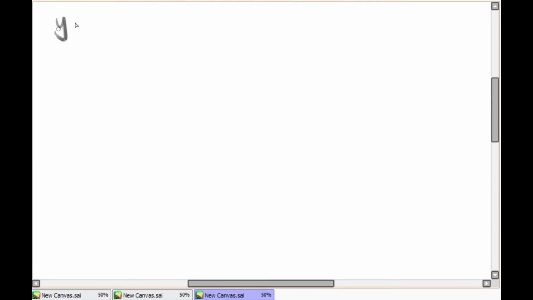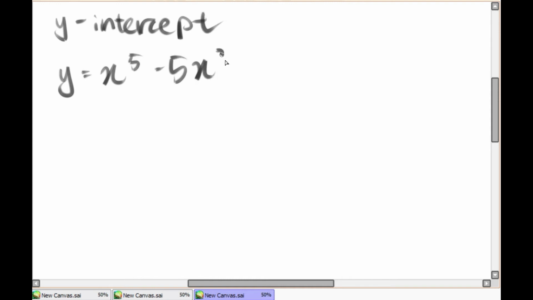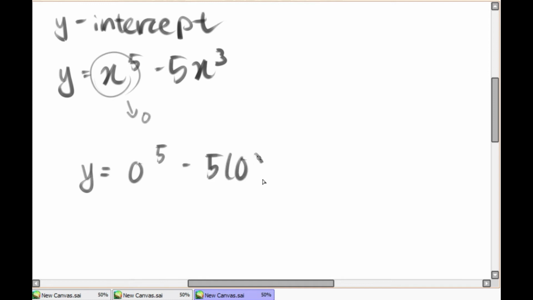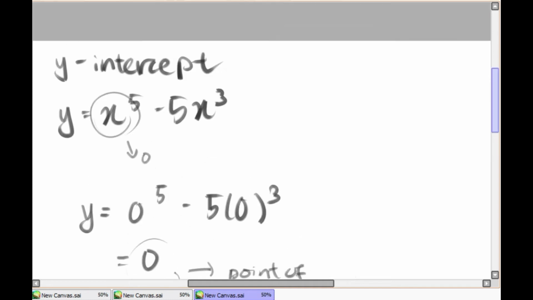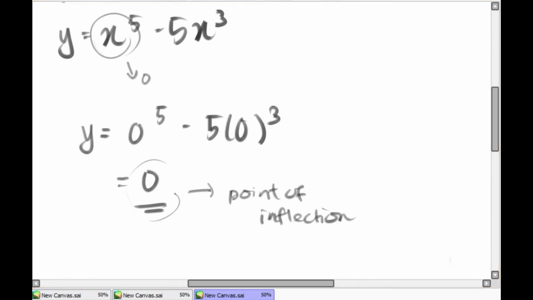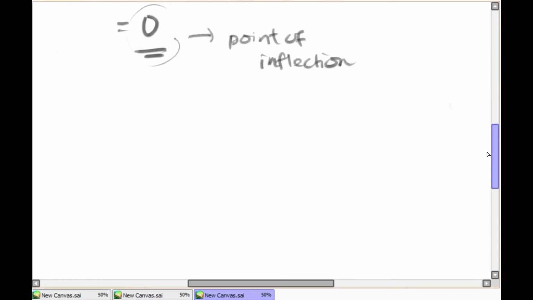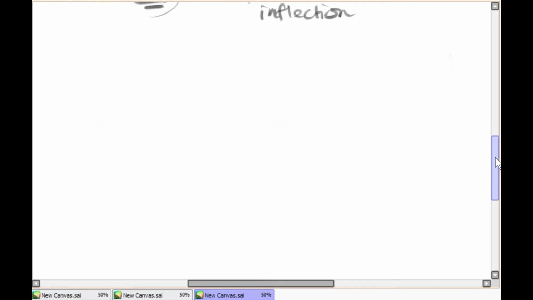Okay, the y-intercept. This one will be easier than the previous section. For the y-intercept, this is our function. Finding the y-intercept means our x becomes 0, so the point is 0, y. So it's 0. Okay, so we found our y-intercept. The y-intercept is only 0, and this will come in handy in our point of inflection section, so you'll be seeing this number again soon.